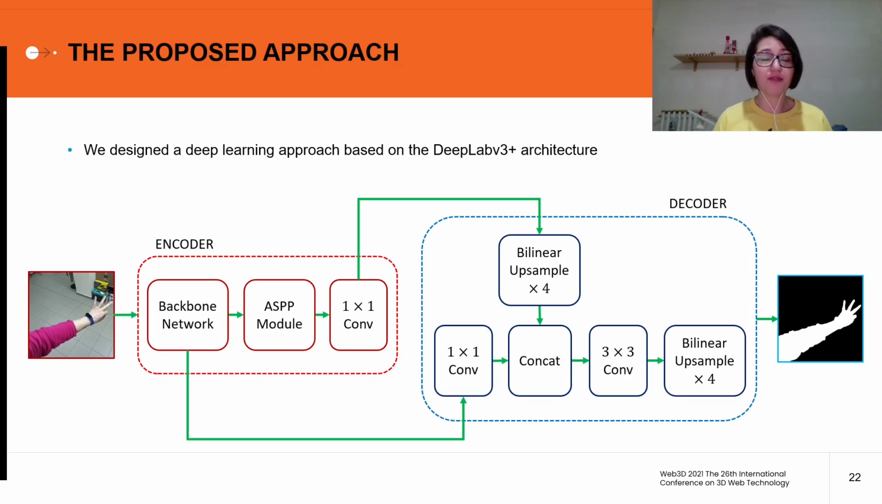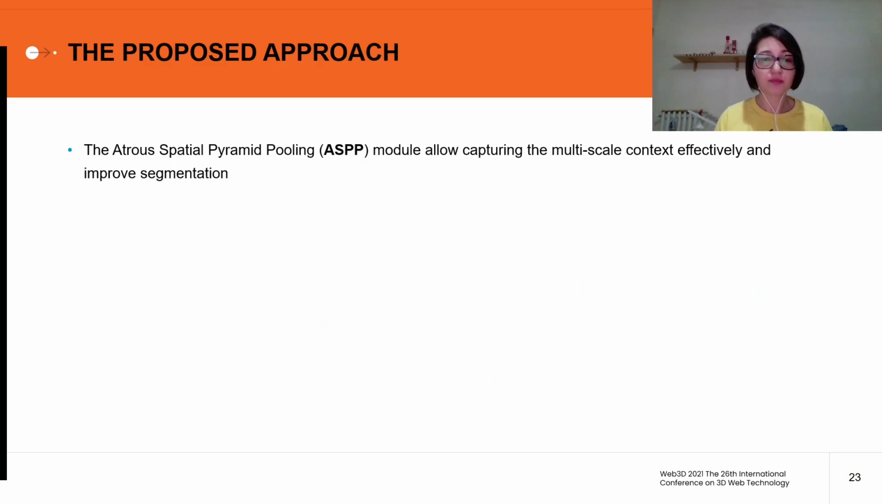We trained different networks, changing the backbone network. In particular, we tested ResNet with 50 and 101 layers, and Xception with 41 and 65 layers respectively. The encoder is composed of a backbone network, an ASPP module, and a one-by-one convolution or point-wise convolution, while the decoder performs bilinear upsampling and convolution to upsample the feature map.